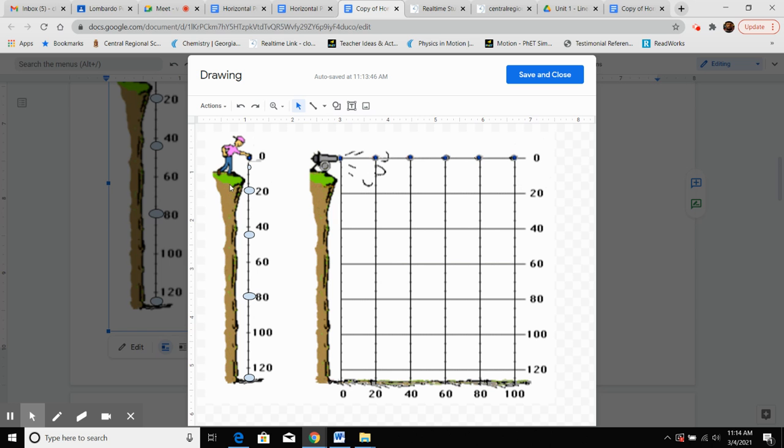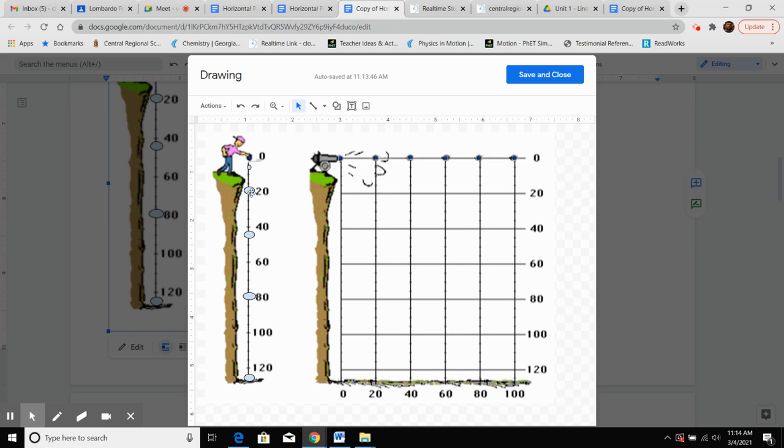So the reason I want to have those in first is this is what it would look like if we just drop the ball vertically, straight down. 1 second later, it's at 5 meters below. 2 seconds, now it's at 20. 3 seconds later, now it's at 45. 4 seconds, we're at 80. And 5 seconds, now we're at 125 below.